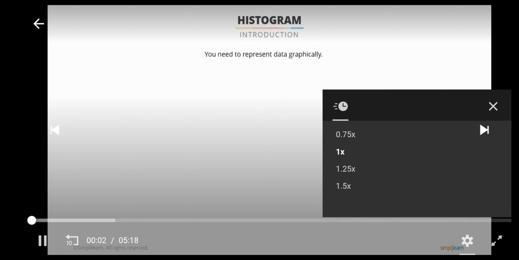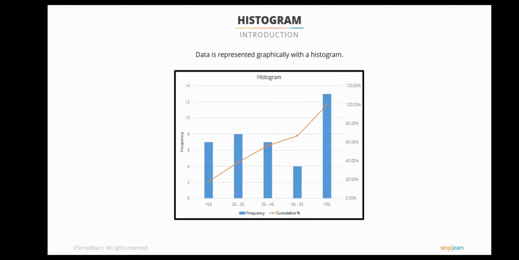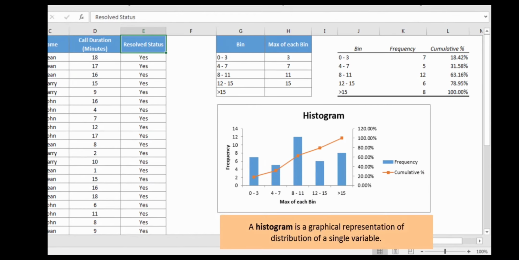Before experimenting with our data, we need to represent the data graphically to understand it. This is done with the help of a histogram. Let us start this lesson by defining a histogram. A histogram is a graphical representation of the distribution of a single variable.